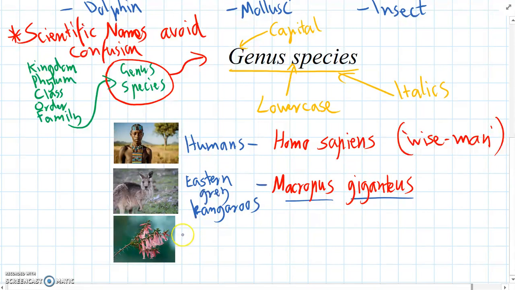And here's a plant which is called the common heath, as its common name, but its scientific name is called Epacris impressa.